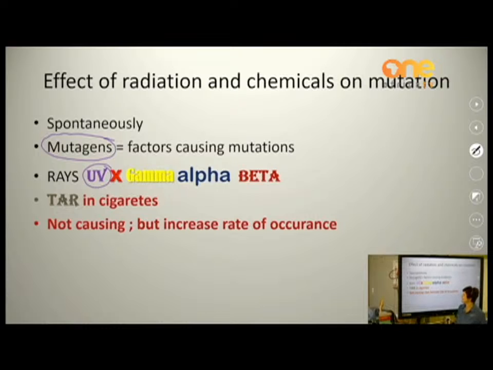Then the tar in cigarettes can also be called a mutagen. Alcohol can be called a mutagen if it causes cancer in the stomach or wherever cancer is caused due to an overconsumption of alcohol. Now, we say the mutagen will not cause it, but it will increase the rate of the occurrence of a mutation. A mutagen will increase the rate of the occurrence. And with that, I want you now to please complete your worksheet.